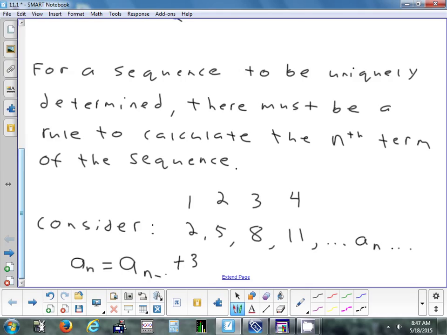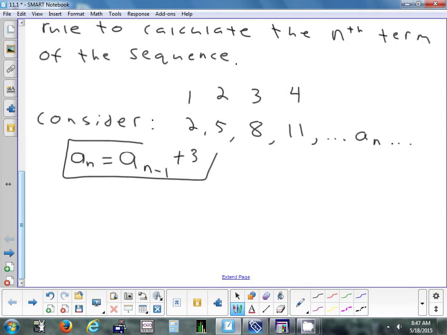Yeah. This is a perfectly acceptable way to write the formula for that sequence. Basically, it says to get the term you want, take the one before it, and add 3.